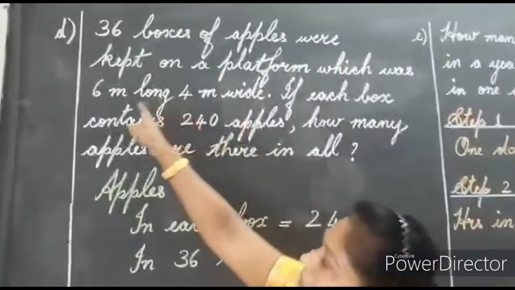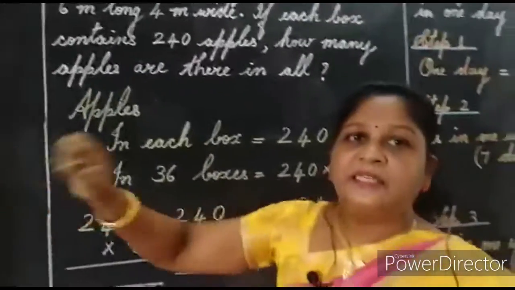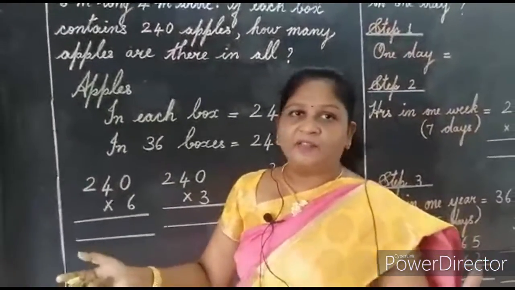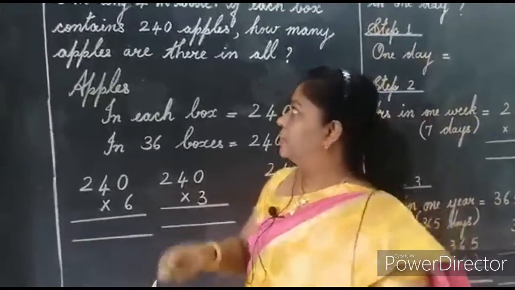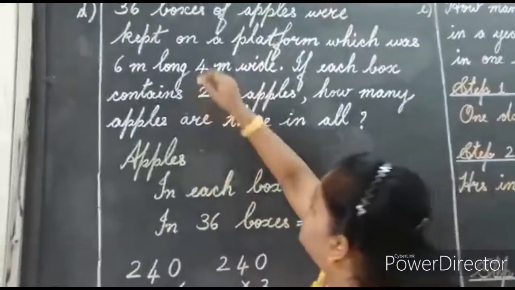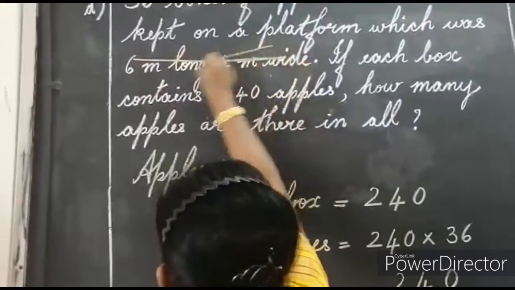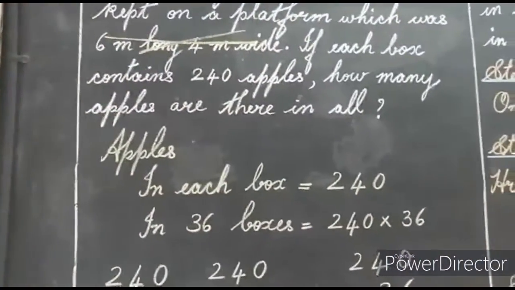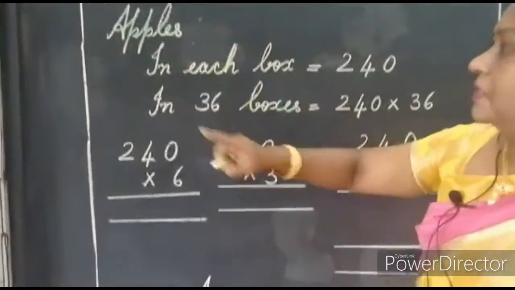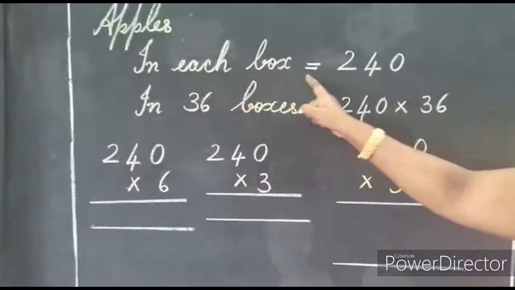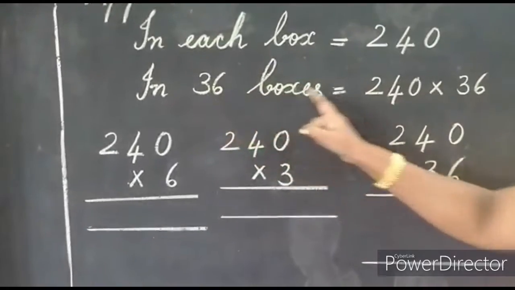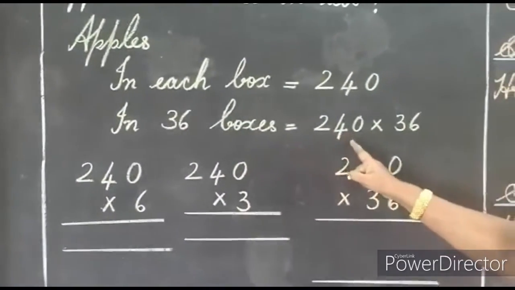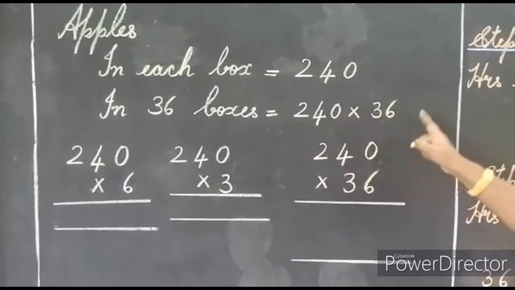This is a dummy number. The platform length is a dummy number. We don't need the length of the platform to calculate the number of apples. So don't get confused by this. I am giving it a strike to show you this is a dummy number. Now we will go on to the statement. Apples in each box is equal to 240. In 36 boxes is equal to 240 into 36.